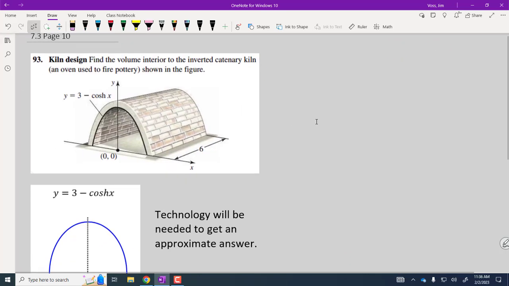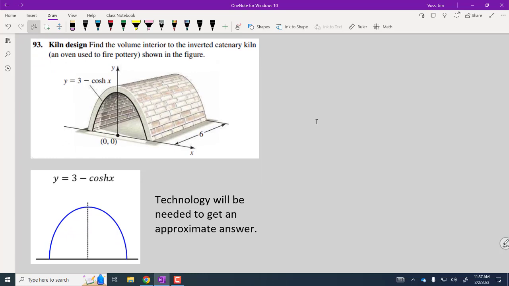Final slide. It doesn't look like a kiln to me, but they're calling it a kiln. Find the volume interior to this inverted catenary kiln shown in the figure. So here is the entrance there. And we want to find the volume of this. So to find the volume of that kiln, really what they're asking us to do is to find the area of this face and then multiply it by 6. That's how we would find the volume. So if we find the area of the face, multiply it by the length, that'll give it to us.